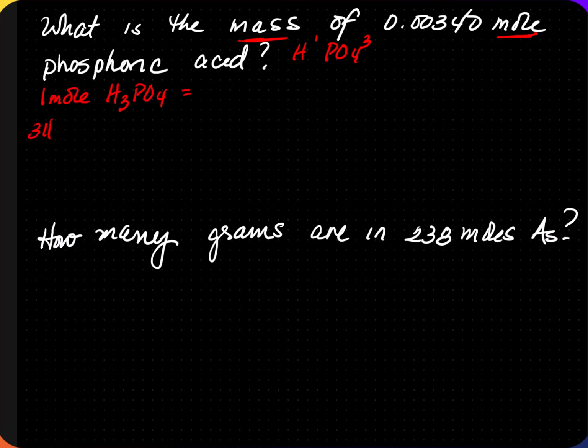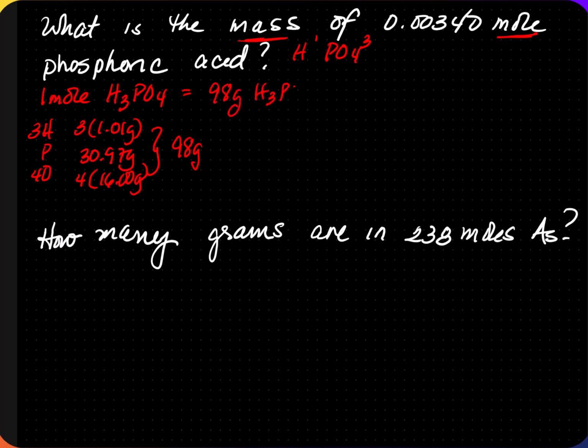This is equal to its mass. It has 3 hydrogens, 1 phosphorus, and 4 oxygen. So this is going to be 3 times 1.01 gram. Phosphorus is 30.97 grams. Oxygen is 4 times 16 grams. If I add this up, this becomes exactly 98 grams. So the molar mass of 1 mole of phosphoric acid is 98 grams. So we're going to start with what's given. What's given is 0.00340 moles of phosphoric acid.